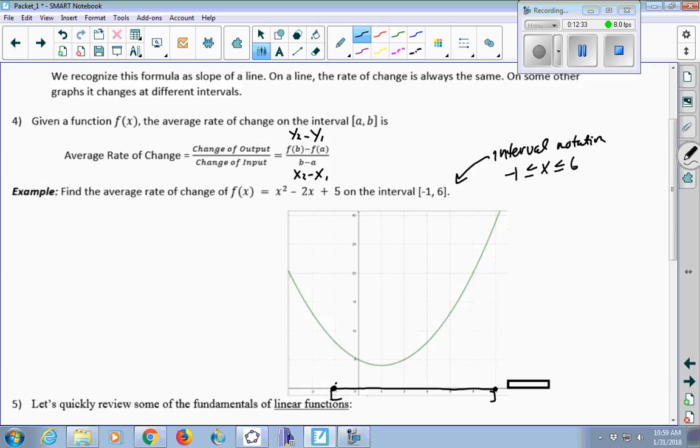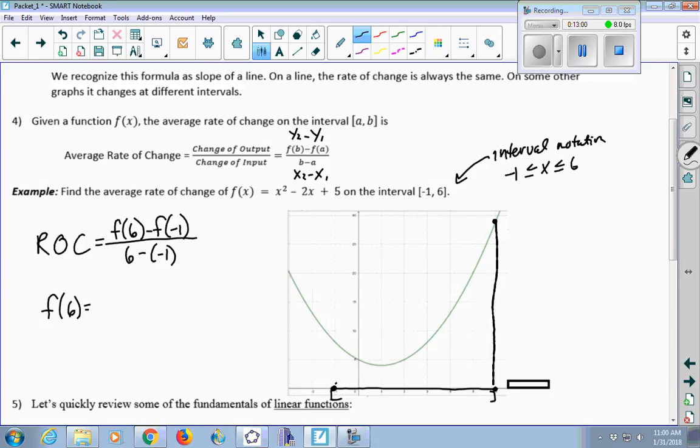We want to know the average rate of change, so we're going to call it ROC, average rate of change. And so we want to do f of 6 take away f of -1 divided by 6 take away -1. So to find f of 6, if I can tell from my graph, sometimes you'll be able to tell, but unfortunately on your sheet you can't. So you go up to your graph and you see where it intersects. I believe it's 29, but let's take a look. Could be 28. How do I know what f of 6 is? I plug it in. 6 squared minus 2 times 6 plus 5 is 36 minus 12 is 24, 29.